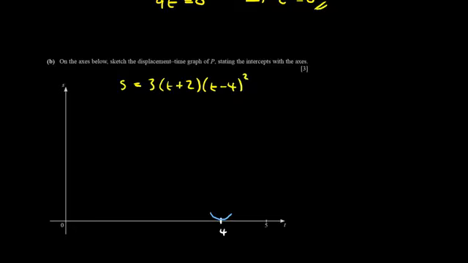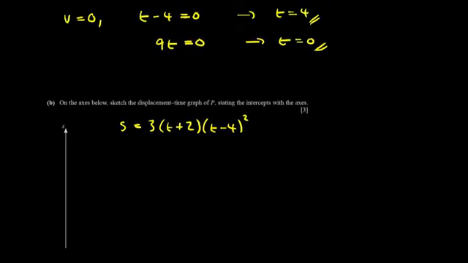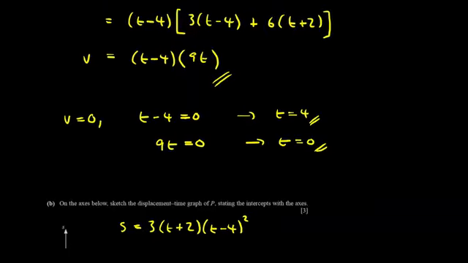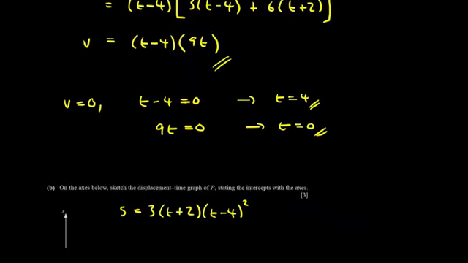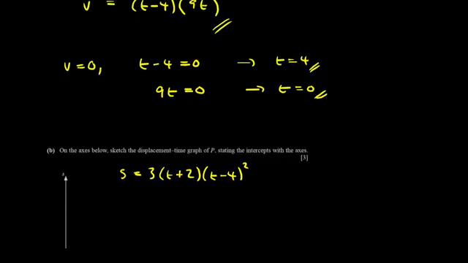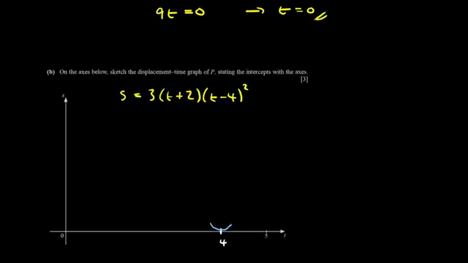So we've got that. What's another thing that would be helpful for us to do? Well, we've already stated in the previous part of the question that we've got a stationary point when t is equal to 4 and when t is equal to 0. Okay. So if we've got a stationary point when t is equal to 0, then what's that going to look like? Well, we should probably find out what happens when t is equal to 0.